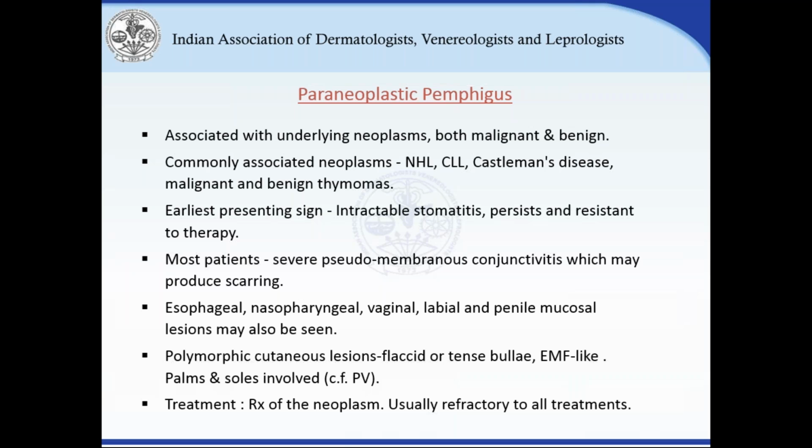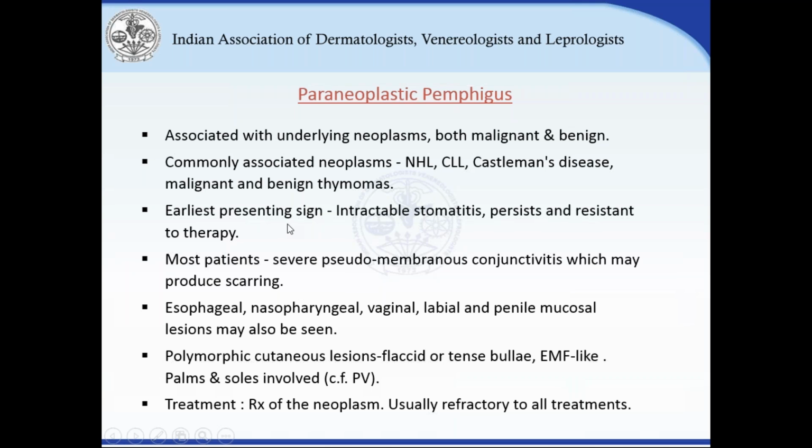So what happens is there is immunofluorescence demonstrated within the epidermal region, like a fishnet pattern. But there is immunofluorescence in the basement membrane also. There is immunofluorescence just underneath the basement membrane also because of antibodies to collagens, and this is commonly associated with neoplasms such as non-Hodgkin's lymphoma, chronic lymphocytic leukemia, Castleman's disease, malignant and benign thymomas.